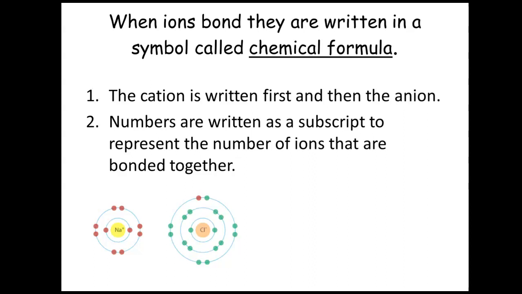Ions can bond together, and when they do, there is a symbol that represents that, and that symbol is called a chemical formula. And so in this case here, whenever we write a chemical formula, we always want to write the cation first. That's usually the metal. Remember, that's the plus charge. And then the anion. And the numbers are written as subscript to represent the number of ions that are bonded together.